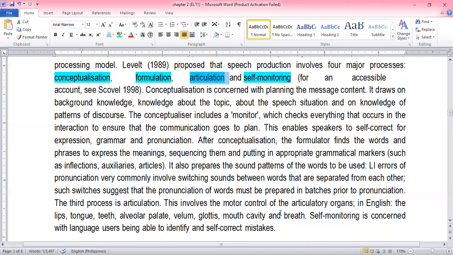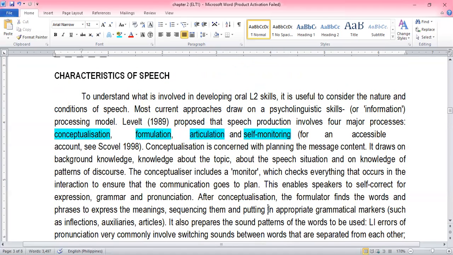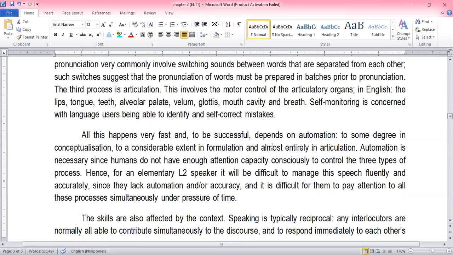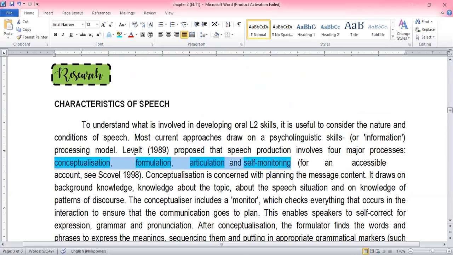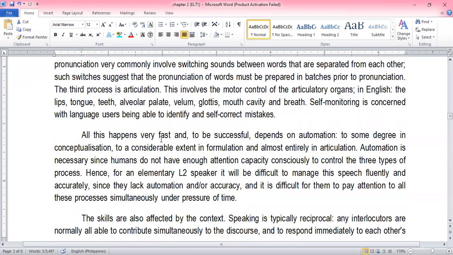So, remember, I am speaking in English right now, and I am a Filipino. My L1 is Filipino, and then I'm speaking using my L2, which is English. So you see, this process happens very fast in our minds. But if you lack knowledge pa when it comes to speaking your L2, then these processes can take a long time. Okay? All this happens very fast, and to be successful, it depends on automation, to some degree in conceptualization, to a considerable extent in formulation, and almost entirely in articulation.